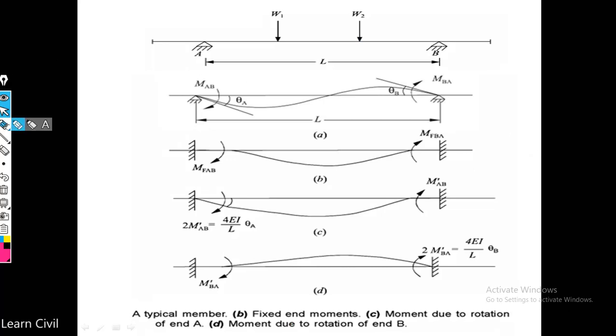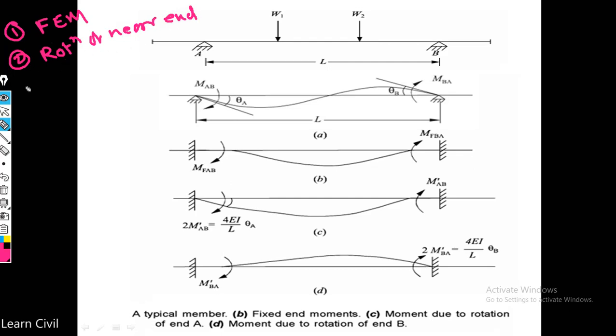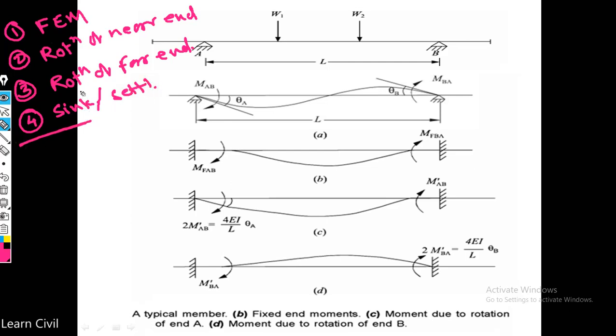Now, the bending moment is developed due to, first point, fixed end moment; second point, rotation of near end, that is the bending moment developed due to rotation of near end; third point, bending moment developed due to rotation of far end; and fourth, bending moment developed due to sinking of support or settlement of support. If we add these four bending moments, we will get the final end moment MAB.